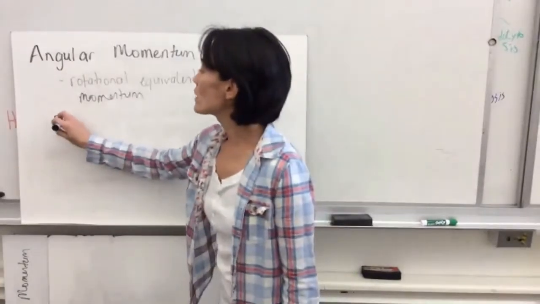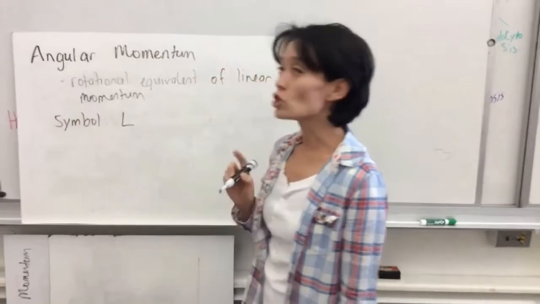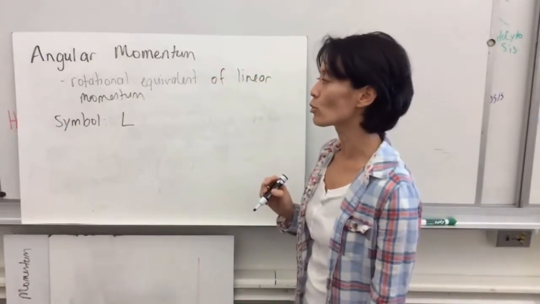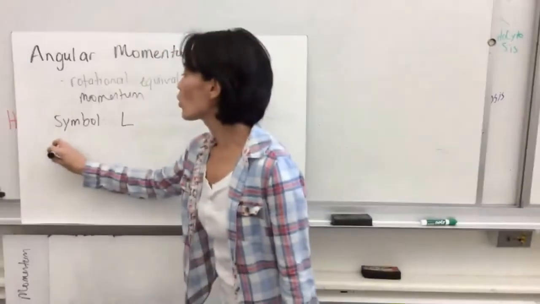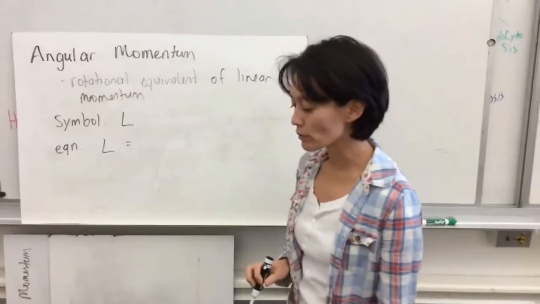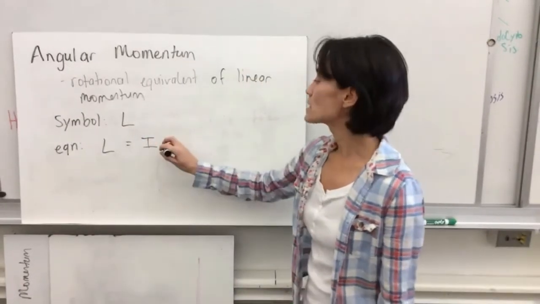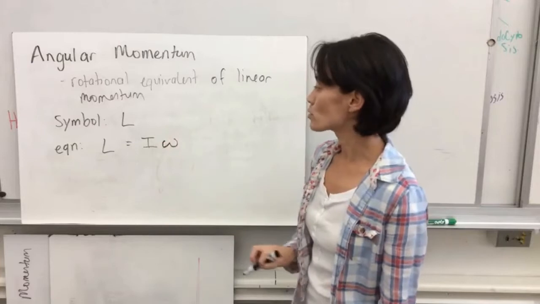The symbol that we're going to use for angular momentum is L. It's not a Greek letter. It's one of the only rotational quantities that is not a Greek letter. The equation is that L is equal to our rotational equivalent of mass, which is I, moment of inertia, or rotational inertia, times angular velocity, so times omega.